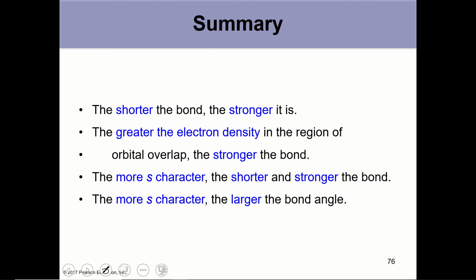So please remember how the amount of S character in the hybrid orbitals that make a bond, whether it's sp3 to sp3 or sp2 to sp2, can help you determine how short and strong a bond is and help you determine the trend for the bond angle.